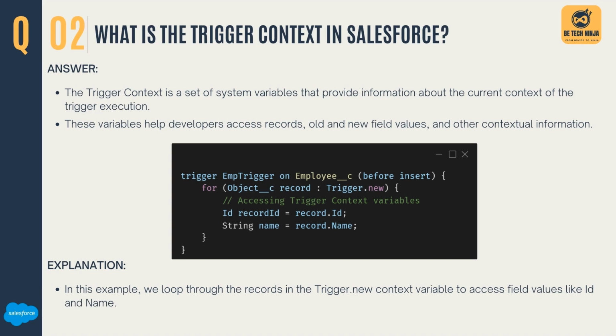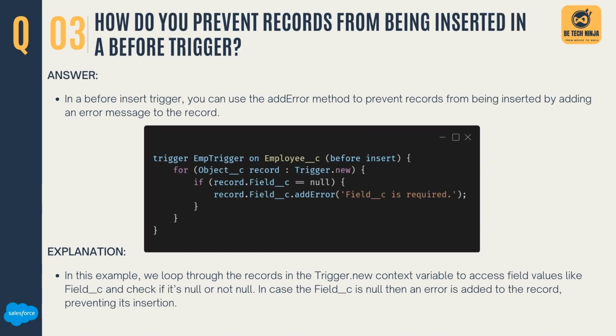On a related note, you might be thinking, how can we access the trigger context variables in an Apex trigger? In order to understand this, let's go through the attached code sample. In the attached code example, we loop through the records in the Trigger.new context variable to access field values like id and name.